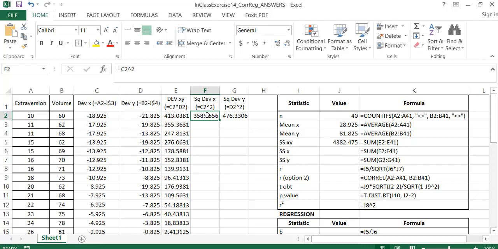Now, with the squared deviations on X, this is what we've been doing all year. So we're just going to take those deviations on X and square them.